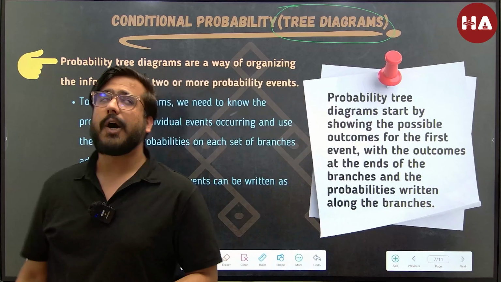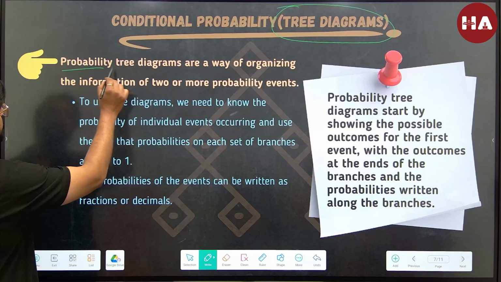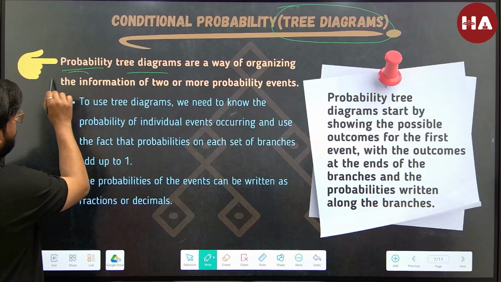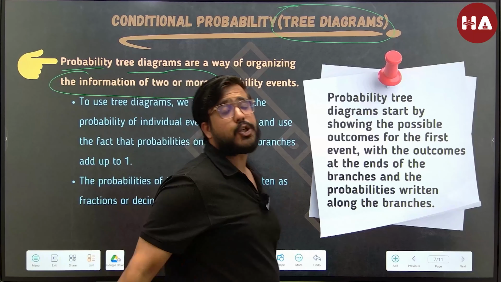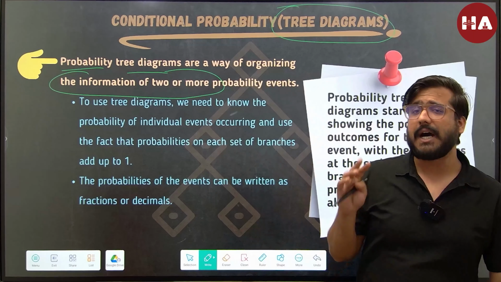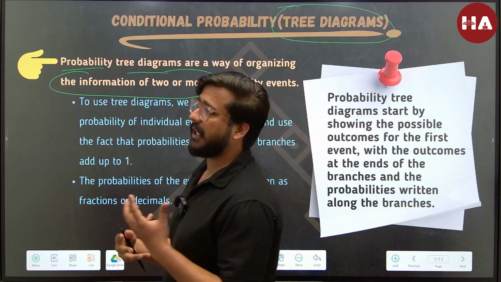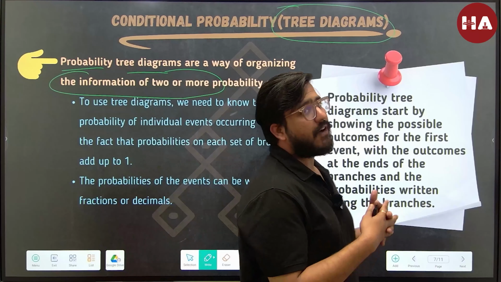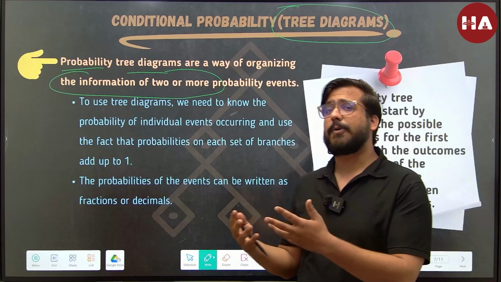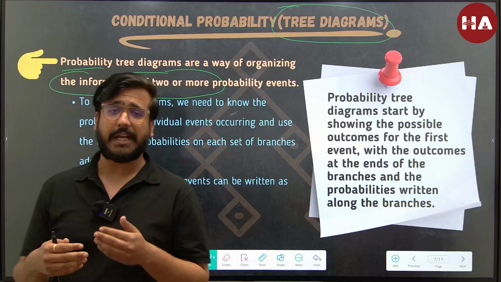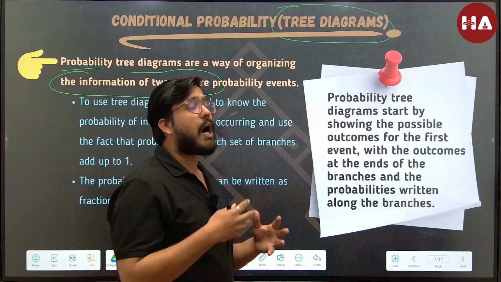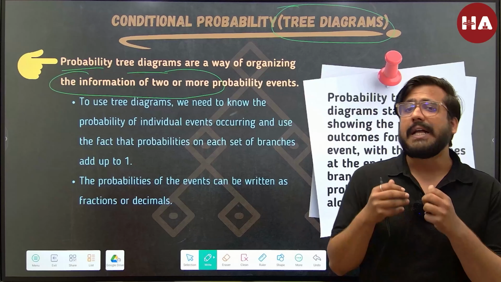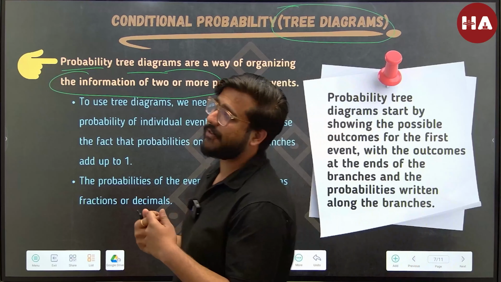Now, the tree diagram is a way of organizing information when two or more probabilities are given to you. Let's suppose I find the probability of tossing a coin. After that, I do another set of probability; after this experiment, the same trial is done. So how do we formulate the answer? Then we can use tree diagrams for that.